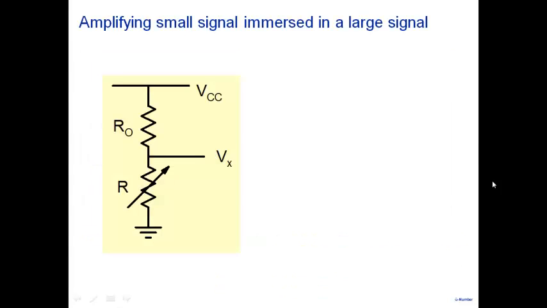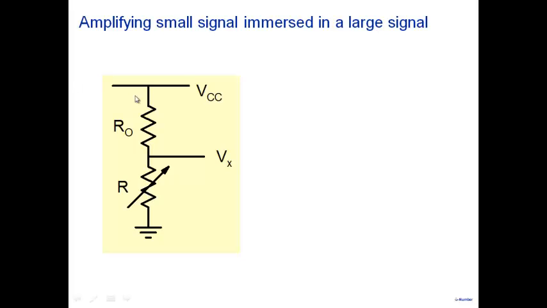Let's look at this particular example here. We have a situation where you want to amplify a small signal which is immersed in a large unwanted signal. Suppose this is a pressure sensor. As you apply pressure onto this sensor, its resistance changes, and the change in the resistance is very small. You want to detect small changes in pressure, and therefore the changes in the resistance are also very small here.